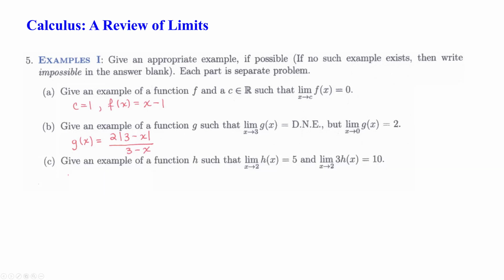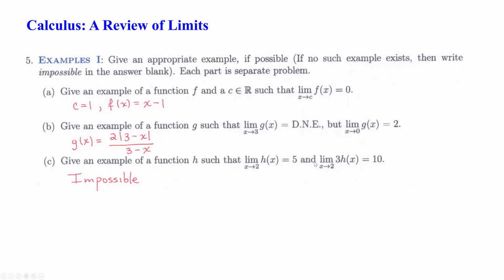Okay, so last example. Give an example of a function h such that the limit as x goes to 2 of h is 5, but the limit as x goes to 2 of 3 times h is 10. Is that possible? The answer is certainly not. Let's look at that. Well, let's factor out the 3. Is 3 constant? Yes. So it can come outside of the limit.